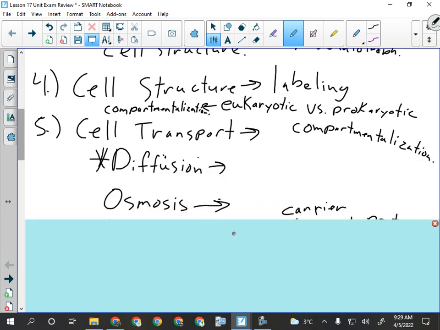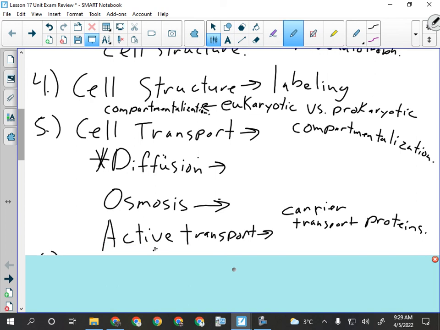Okay. All right, so diffusion, osmosis, and active transport. Those are the big 3. They will be asked about in the written response, and probably a couple in the multiple choice.